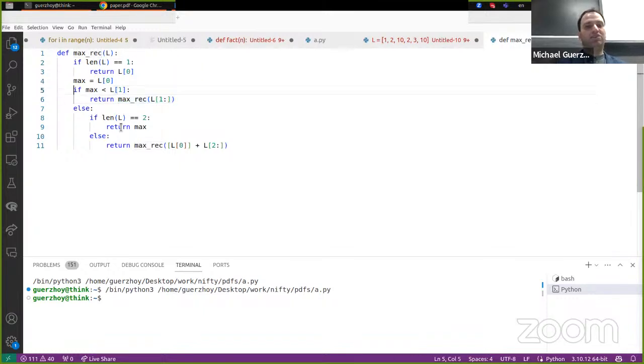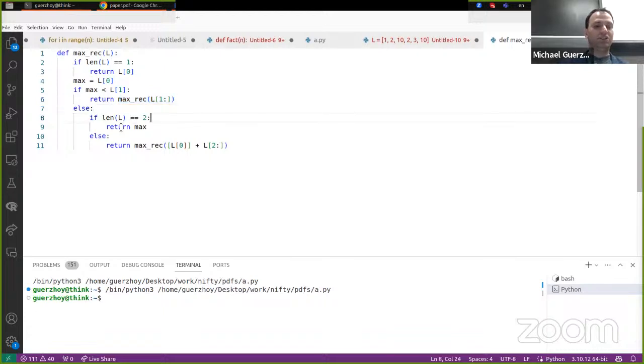And I would ask, is this mathematically correct? And I would say, well, yes. If L at 0 is smaller than L at 1, L at 0 is definitely not the maximum. So I would not call it the maximum, given that it's possibly not. That's definitely correct, and that's good in the sense that you're making progress because you've shortened the list and eventually it'll get shorter and shorter. So that part is good.